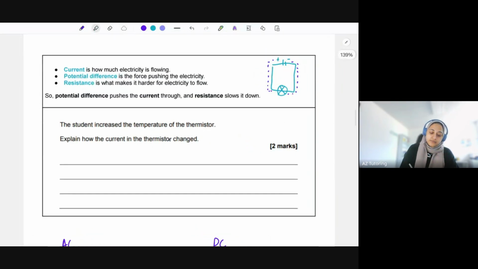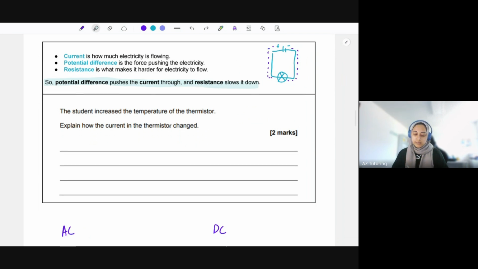So just to summarize, potential difference pushes the current through and resistance slows it down. So if you get confused between the 3 terms, just keep that in mind. The potential difference pushes the current through, and resistance is slowing that down if you don't want it to keep going through.